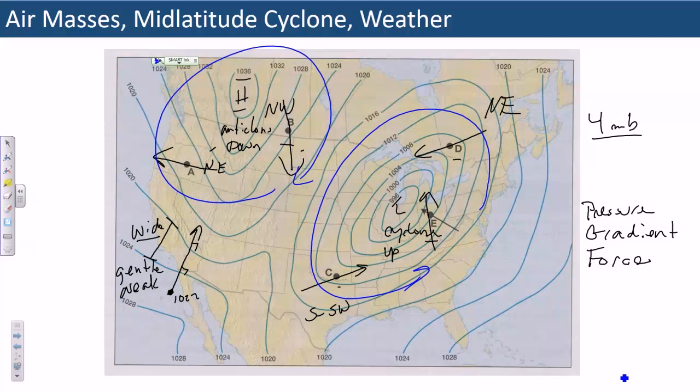All right, so that wraps up my discussion of wind direction, flow, cyclones, anticyclones, and wind gradient and velocity. And we'll move on to talk about plotting weather data and plotting fronts.